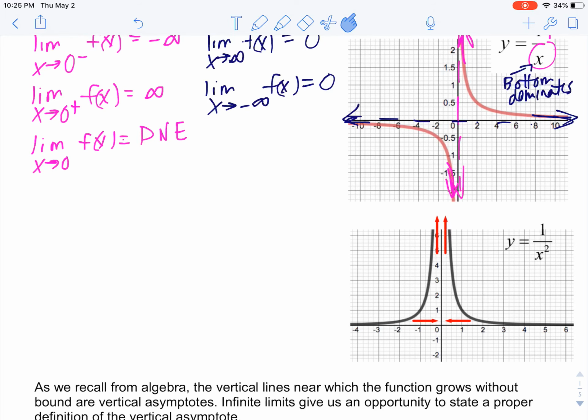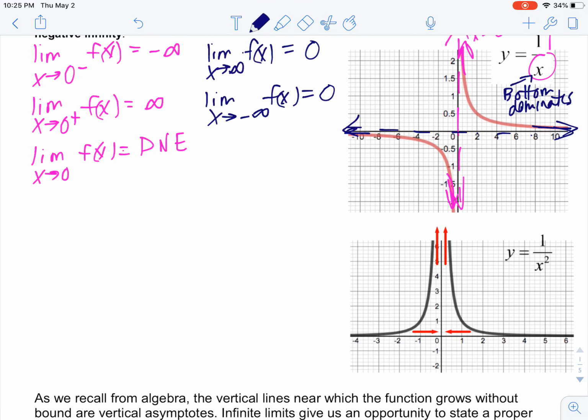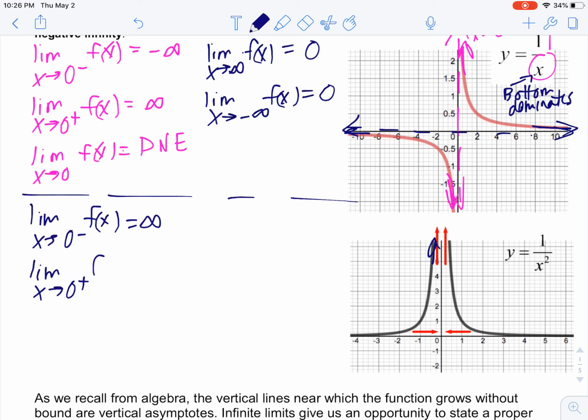The next function, the limit as x approaches 0 from the left of f of x is going up towards infinity. Limit as x approaches 0 from the right of f of x also is going to infinity. So our limit as x approaches 0 of f of x, we could say is infinity.